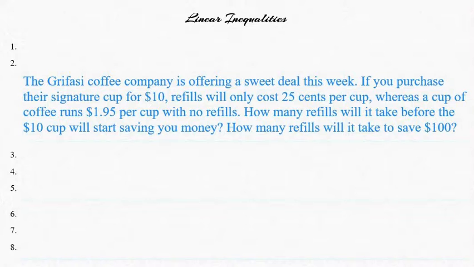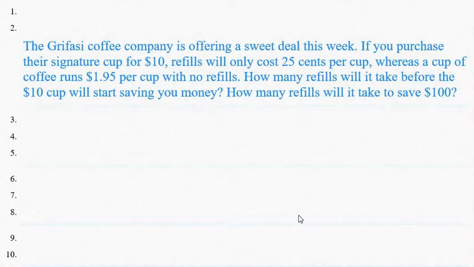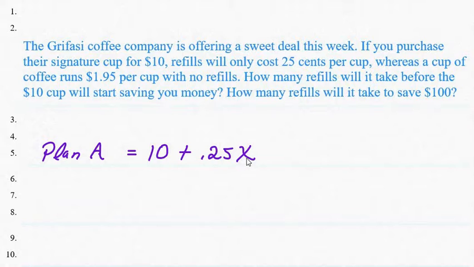So let's take a look at this. Let's call this plan A and plan B. How's that? That's what we'll do. So we'll say plan A is you buy a $10 cup, and after that, each additional refill will only cost you 25 cents. Okay, so we're going to let X be the number of cups of coffee.